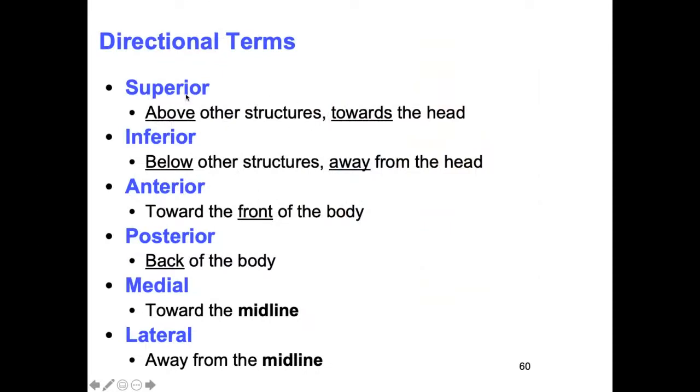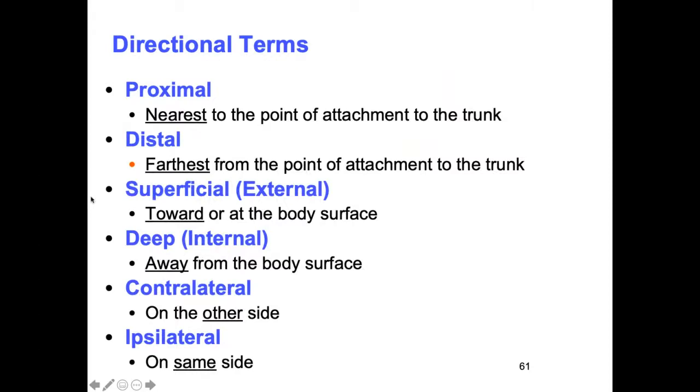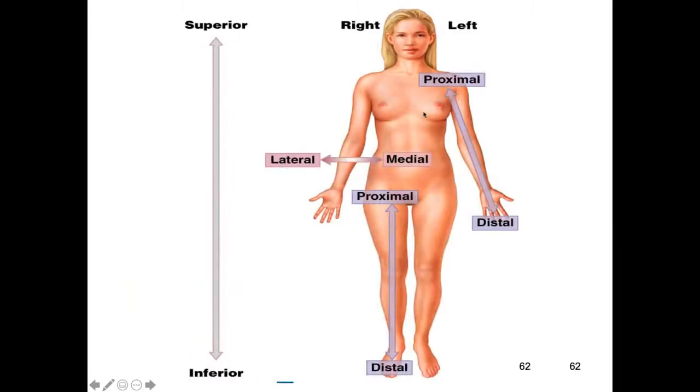So you heard me use some of these words like superior, inferior, anterior, posterior, medial, and lateral. You have to be familiar with them. I'll show you what these look like on a person, including proximal, distal. These are opposites. Superficial and deep. These are opposites. Contralateral and ipsilateral. Those are opposites. So I'd like to show you these on a person.